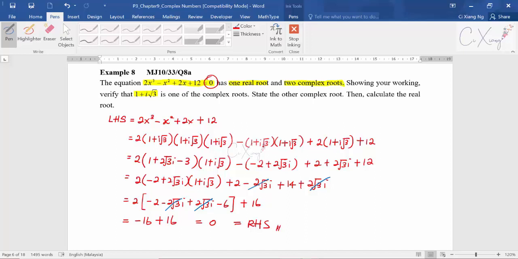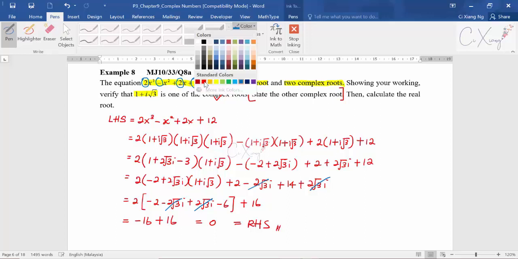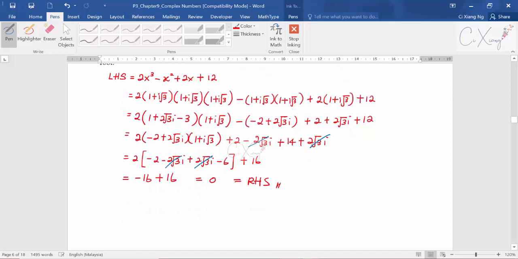All right, so I'm done with the first part. Now the second part, look at the question again. They want you to state the other complex root. Usually when they ask you to state the other complex root, the very first thing you need to do is double check whether everything has real coefficients or not. So 2 is a real number, negative 1 is a real number, 2 is a real number, 12 is also a real number. So from here, all these are real coefficients. Therefore, you will know that the other complex root will be the conjugate pair of what they give you here.